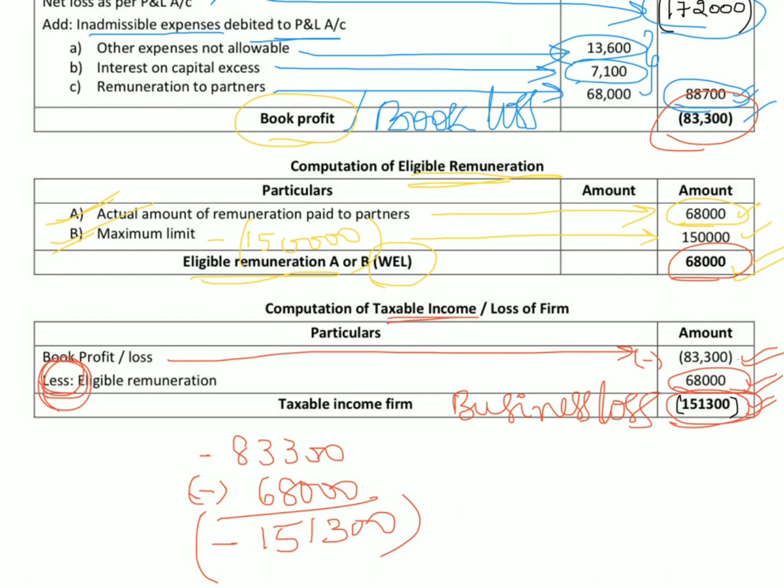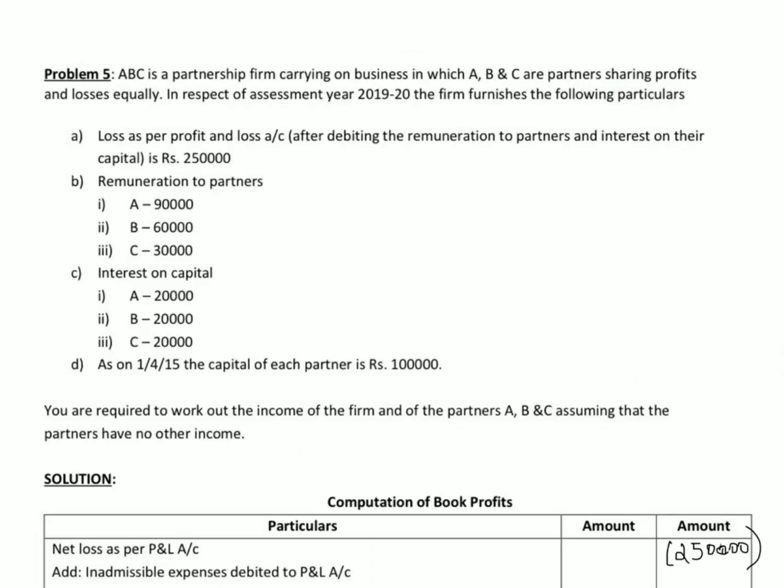Okay, let us look into the next question. ABC is a partnership firm carrying on business in which A, B and C are partners sharing profits and losses equally. The loss as per the profit and loss account, after debiting the remuneration to partners and interest on their capital, is 2,50,000. So we have a net loss in the problem of rupees 2,50,000.